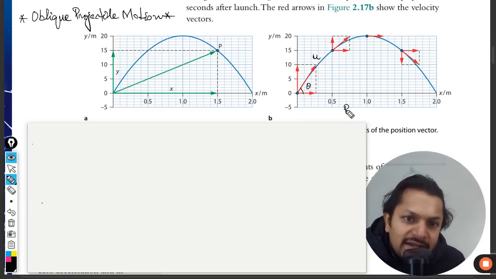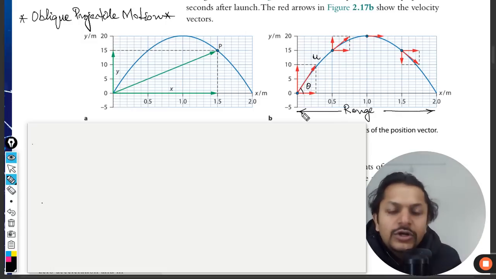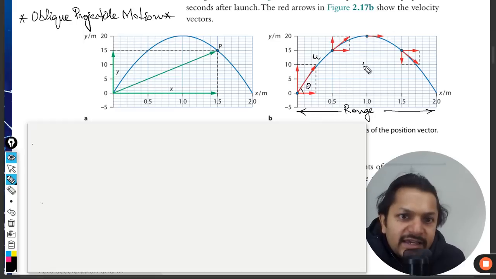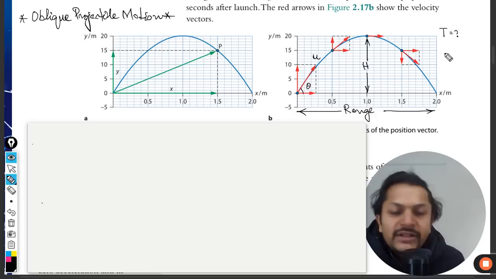Number one is the range. Range is obviously the farthest distance that it is going to cover. This is the capital H, the maximum height which will be attained by the projectile, and the time of flight that will be there.